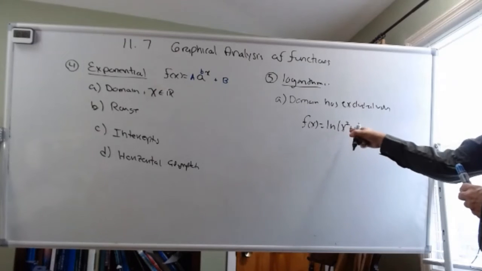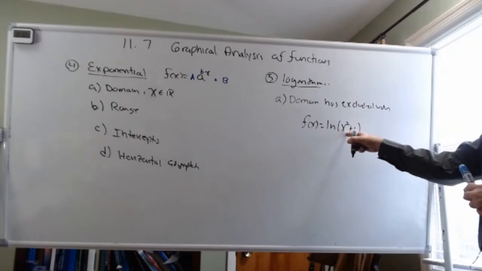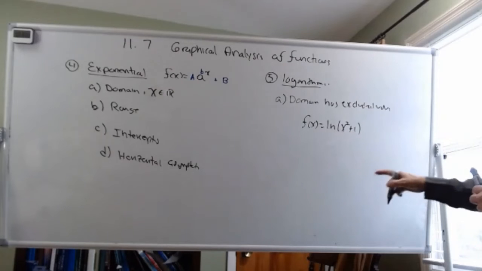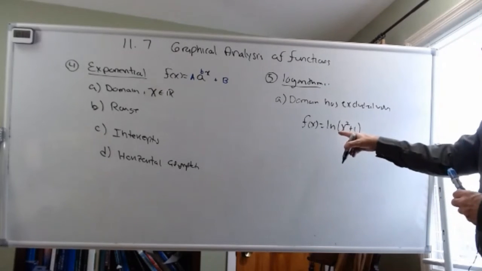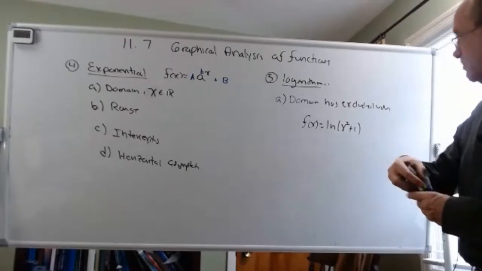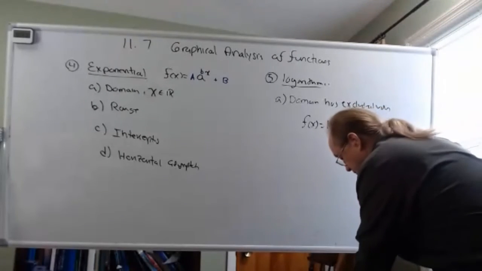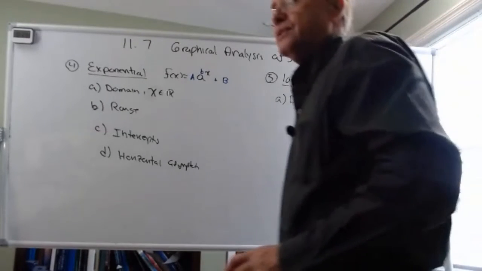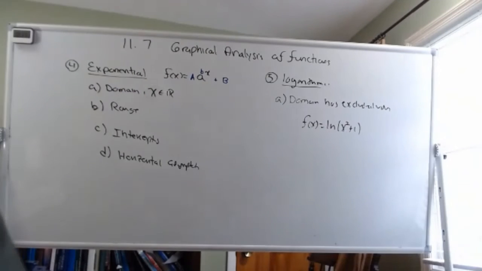Because what happens is, if I plug in 0 for x, I get the natural log of 1, which is 0. So if you look at the graph of this thing, we'll show you what that looks like on Desmos, just so you know. There's all these little subtleties that you have to be aware of when you're getting ready for the calculus. Well, let's get Desmos over here. Okay, there it is.